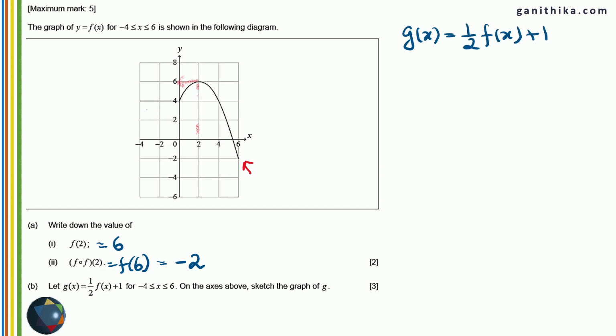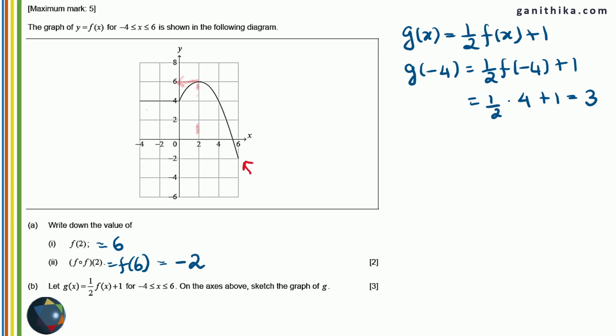So g of x is given to be half of f of x plus 1. So you have to divide the f of x value by 2 and add 1 to it to get g of x. For each value of x, you can find what g of x is. For example, g of negative 4 is half of f of negative 4 plus 1. Going to the graph, f of negative 4 is 4. So half times 4 plus 1 will give you 3, which means g of negative 4 is 3.